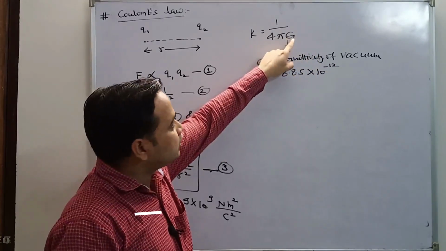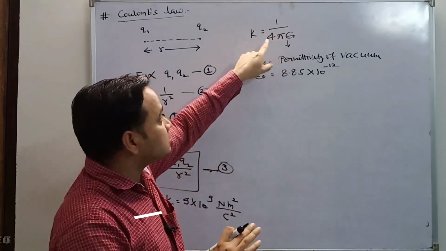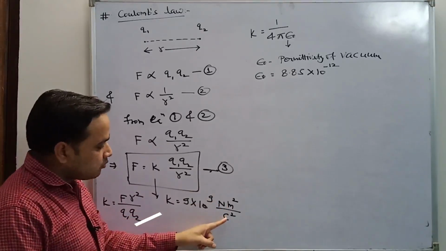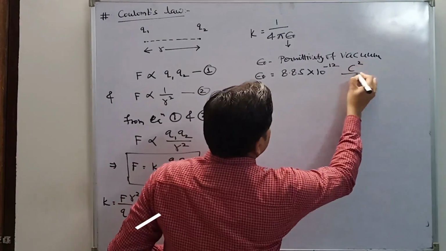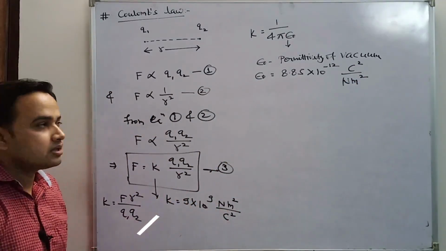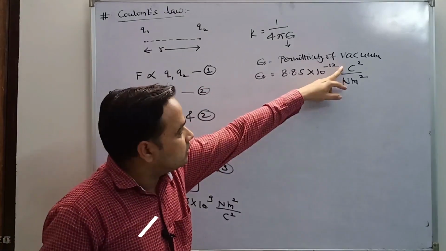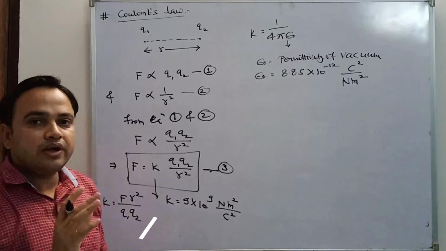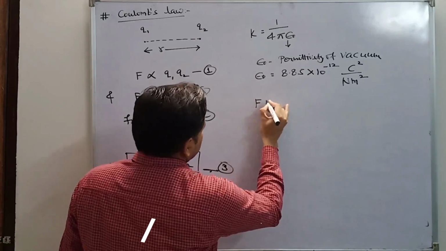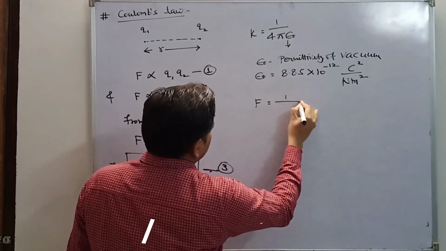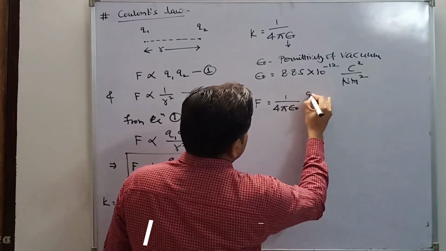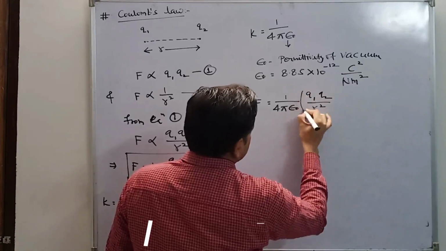The unit of epsilon naught is just the inverse of K. So if we invert the unit of K, it becomes Coulomb square upon Newton meter square. So this is the unit of epsilon naught, which is known as the permittivity of vacuum or air. So F can be written as F equals 1 upon 4 pi epsilon naught Q1 Q2 upon r square.